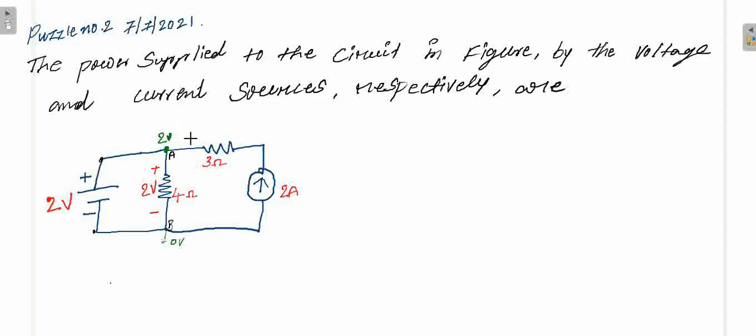Now let us see. In this branch, we are having 2 ampere current. This 2 ampere current is moving like this. This is your direction of movement. It is flowing like this, 2 amperes. If 2 ampere current flows through these 3 ohms, then what will be the voltage drop? The voltage across your 3 ohms is equal to the current flowing through it, that is 2, times the resistance, 3, which is equal to 6 volts.